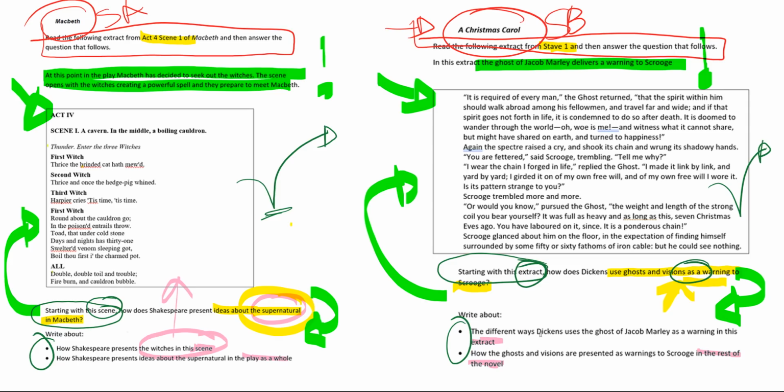Okay, the different ways Dickens uses the ghost of Jacob Marley as a warning. So I'm writing about ghosts and visions, but for this extract, I'm writing about how Jacob Marley is presented as a warning. So I've got a first point to start off with. And then I've also got a hint about how I need to springboard that to the rest of the play. How does Shakespeare present ideas about the supernatural in the play as a whole?